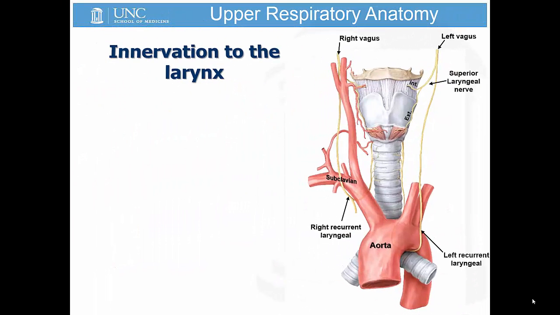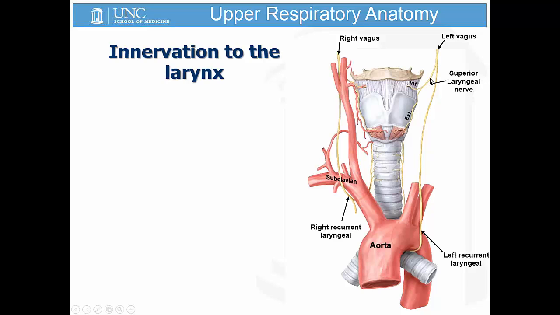And finally, in the upper respiratory anatomy demonstration, we'll review the important innervation to the larynx. Note that the entire larynx is innervated by the vagus nerves. Seen here, the right and left vagus nerves. They supply all the sensory and motor innervation to the larynx. Note that each vagus nerve gives rise to two branches that innervate the larynx, the superior laryngeal nerve and a recurrent laryngeal nerve, superior and recurrent.